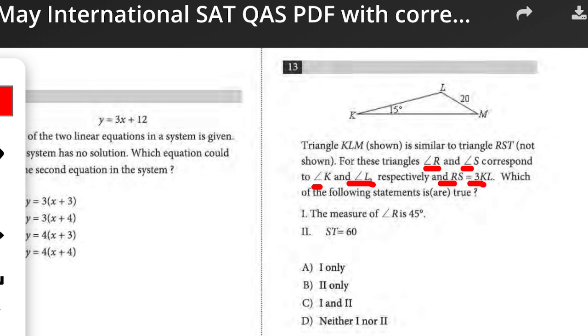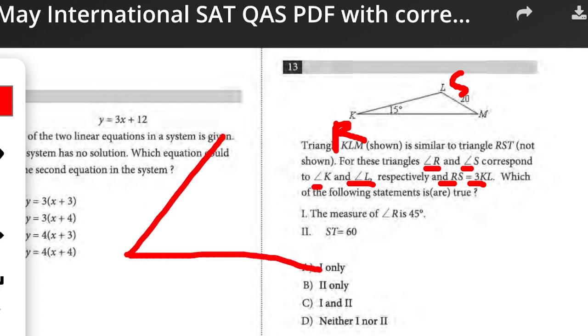Okay, I'm going to try to draw myself a triangle similar to this, with the points of triangle RST. It says angles R and S correspond to K and L. So R would be going here, and S would be going here. RS goes with KL. And RS is equal to 3 times KL, so it's a lot bigger than this triangle. Something like this, and then this. It's a bigger triangle, okay? And this is R, S, and then of course T.